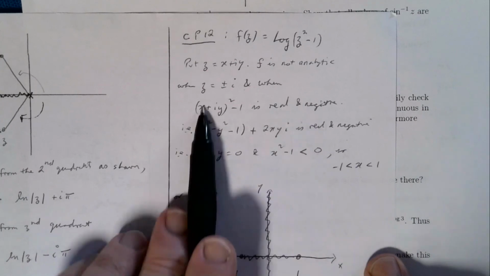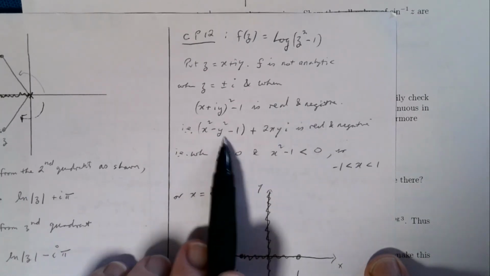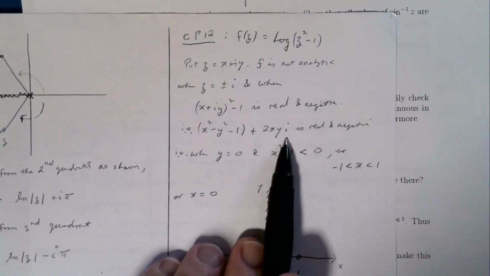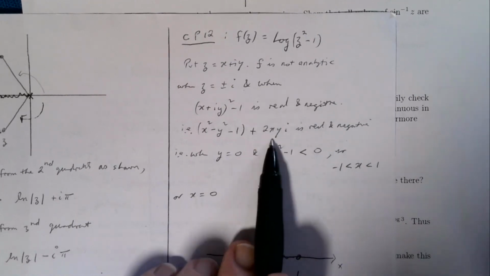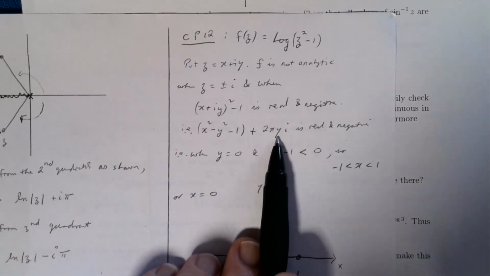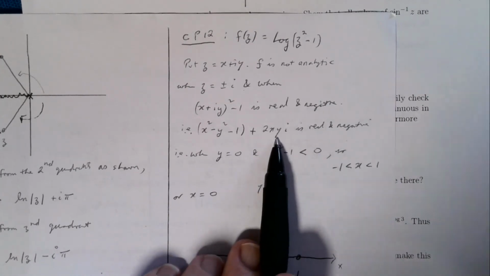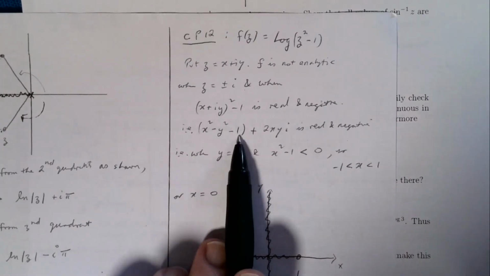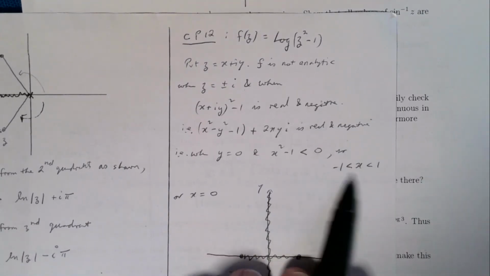If I expand this out, to get the real and imaginary parts, I get x squared minus y squared minus 1 as the real part, and 2xyi is the imaginary part, and we want this to be real and negative. Well, it's going to be real when the imaginary part is 0, and that's going to happen when y is 0, or when x is 0. So when y is 0, we can plug that into here. That'll give me x squared minus 1, and we want that to be negative. And that's easy to solve. You just get x between minus 1 and 1.